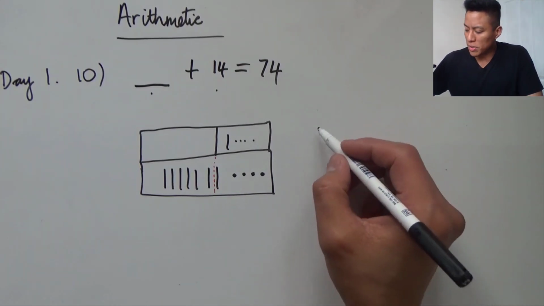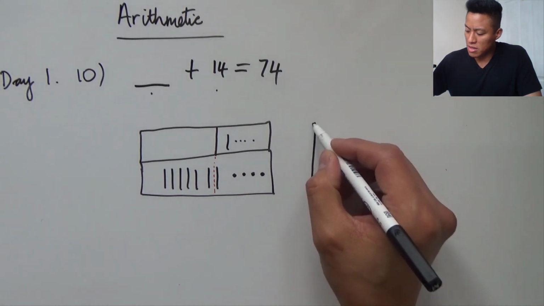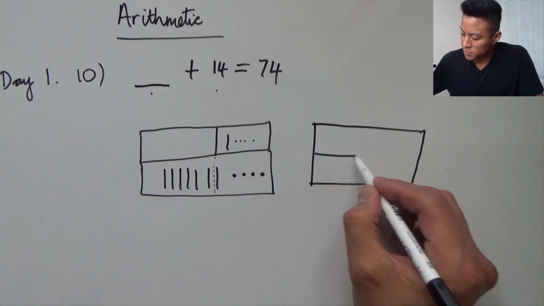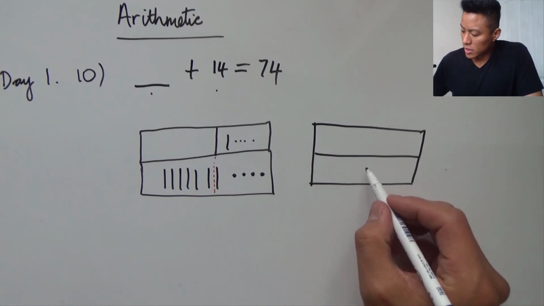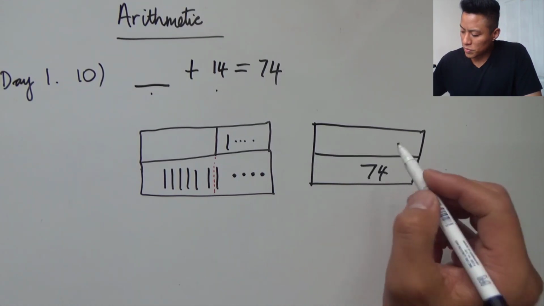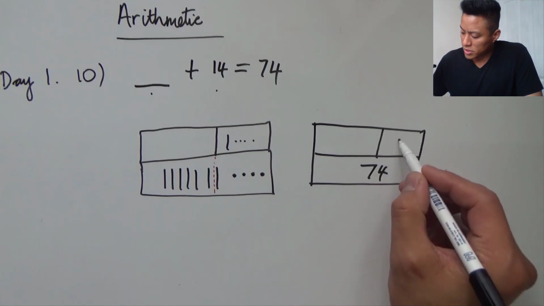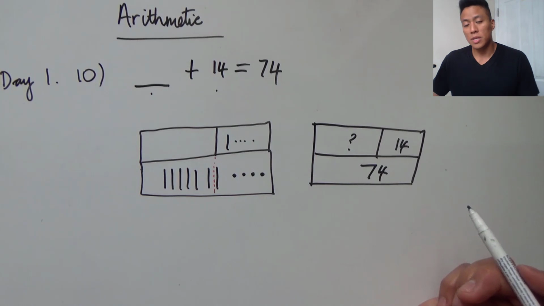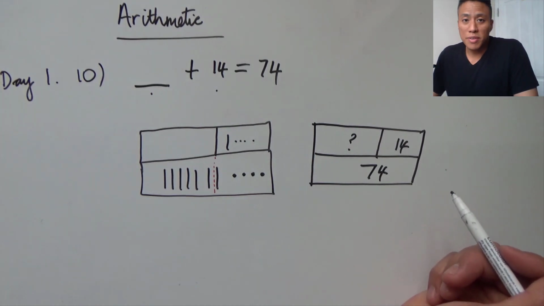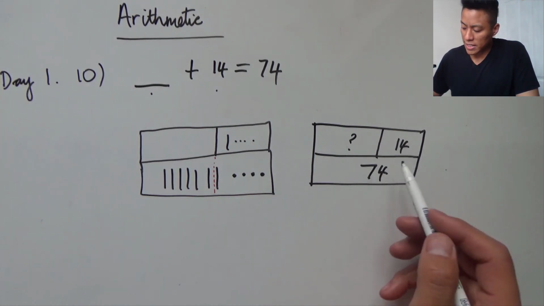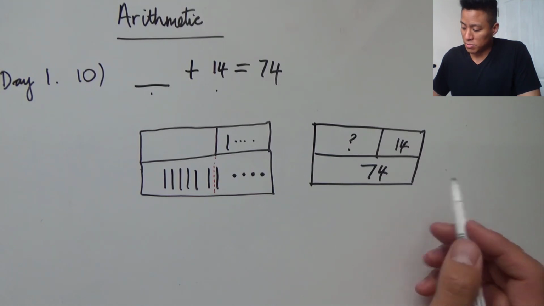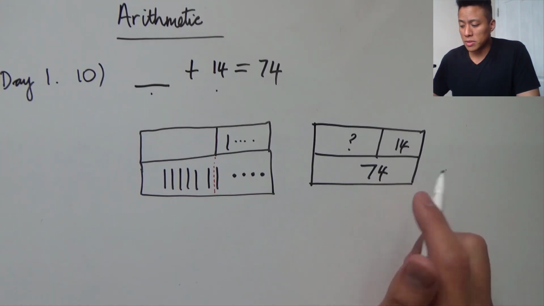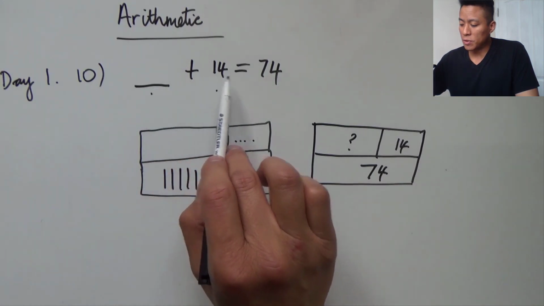I'm going to draw a bar model here. 74. And I know that one part is 14. I do not know what that part is. So if I was clever enough, I would recognize that that is a subtraction number sentence as well. So we've got something add 14 equals 74.